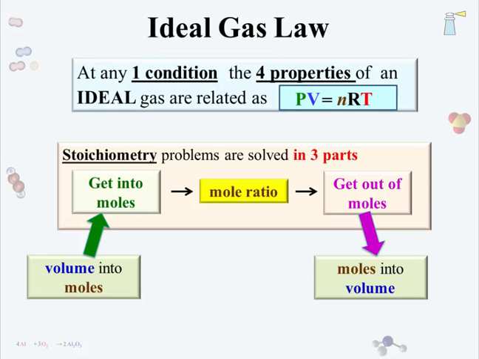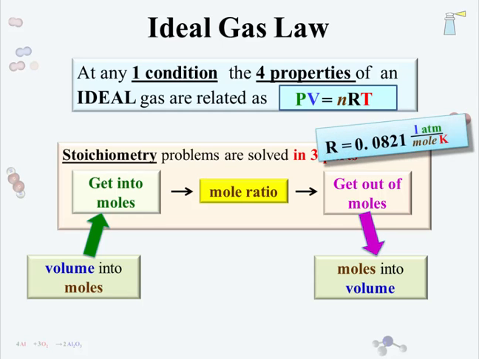The first is the viewpoint of the ideal gas law. It says that in any one condition, the four properties of an ideal gas are related as PV equals nRT. P, V, n, and T are the four basic properties. And R is the gas constant. It has units of all four properties and a numerical value dependent on the dimension of the unit types.